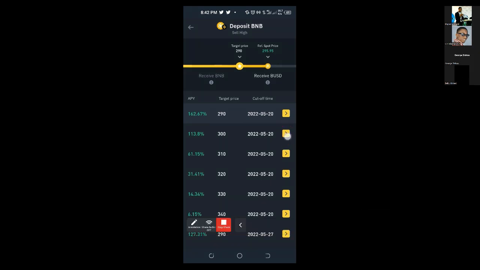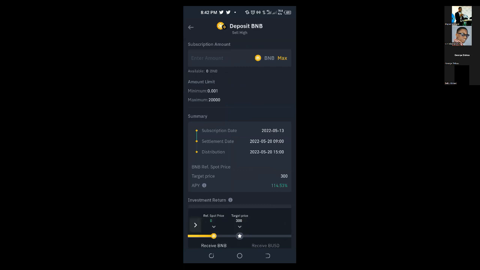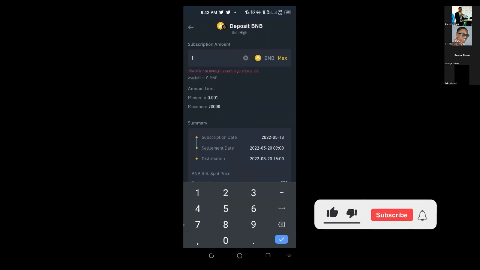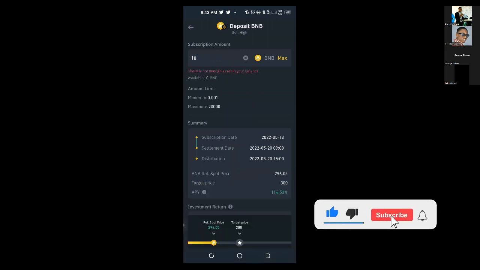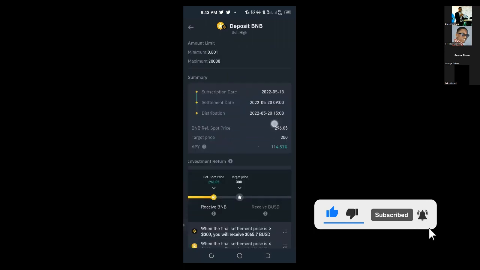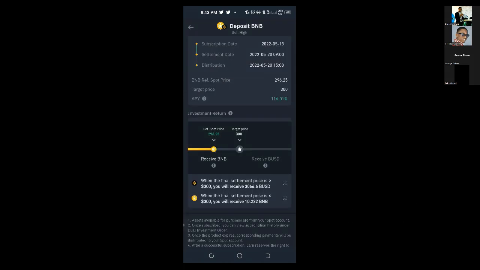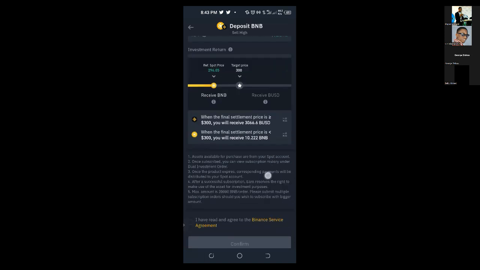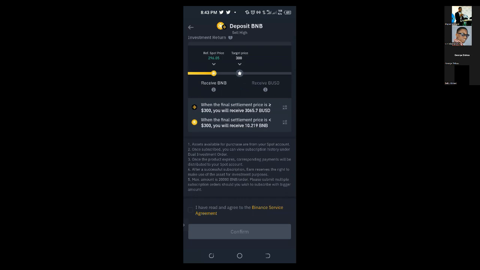And then when I click on it, it will now ask me to invest my BNB. I don't have any BNB here, but for the purpose of this demonstration, let's say I put in 10 BNB here. Okay, I just want to show you what you should be expecting. So if I put in 10 BNB and I scroll down here, now this is one thing I want you to understand or pay attention to, okay?